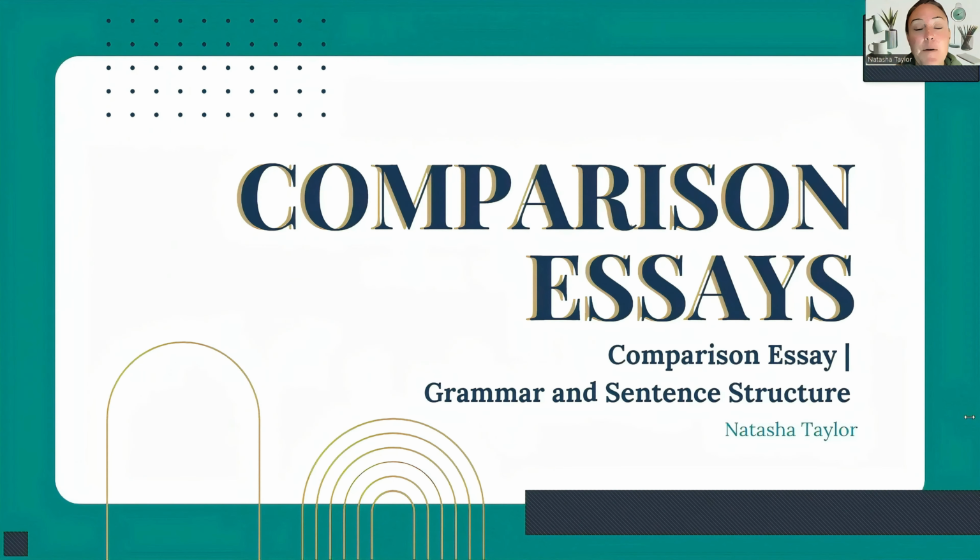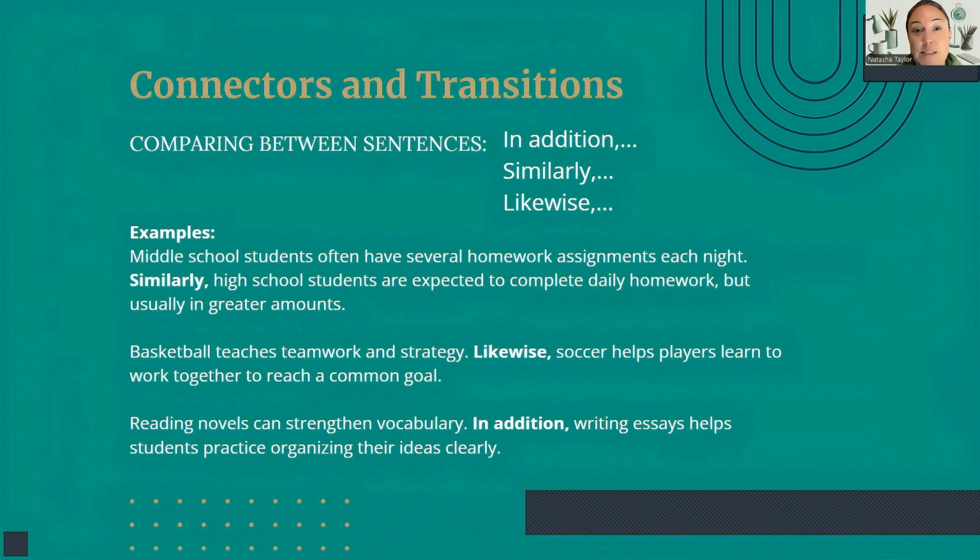And now we're going to talk about comparison essays, and we're going to go over some grammar and sentence structure for it. Let's first start with connectors and transitions. When you are connecting and transitioning in your comparison essay, you will sometimes compare between sentences, for example, using in addition, comma, or similarly, comma, or likewise, comma, at the start of your next sentence. So here are some examples of putting these into practice for the transitions.